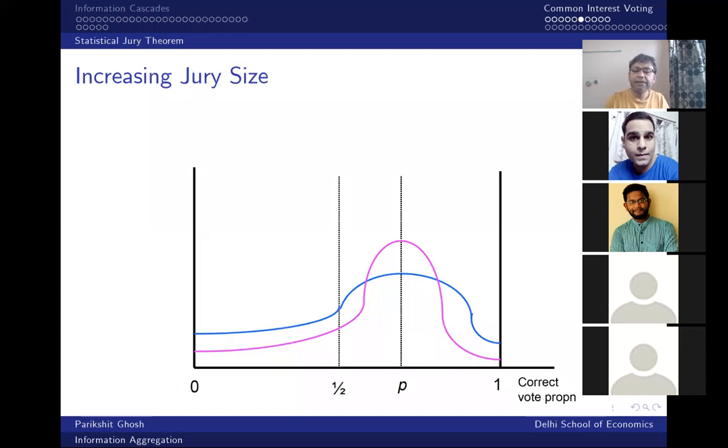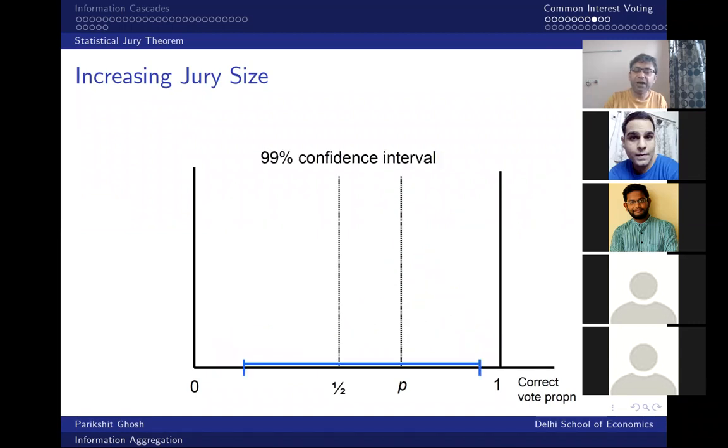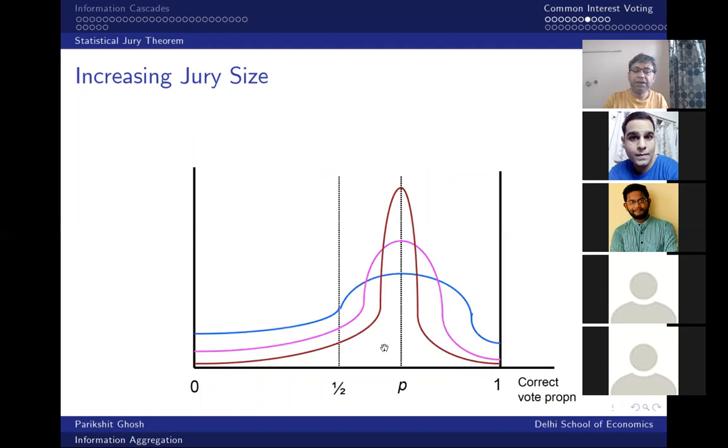right? And so the law of large numbers is really a formalization of this idea that as I keep increasing the jury size, or the sample size, if you will, much of the probability comes around the mean and the tails keep getting thinner and thinner. And so if I make it large enough, I'll reach a situation where, you know, the probability below half will get vanishingly small.